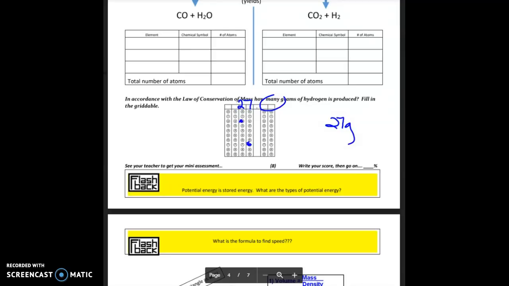So right here, where it says potential energy is stored energy. And what are the types of potential energy? Potential energy is stored energy. Types of potential energy, there is elastic, gravitational. So for elastic, think of like a bow or a rubber band.